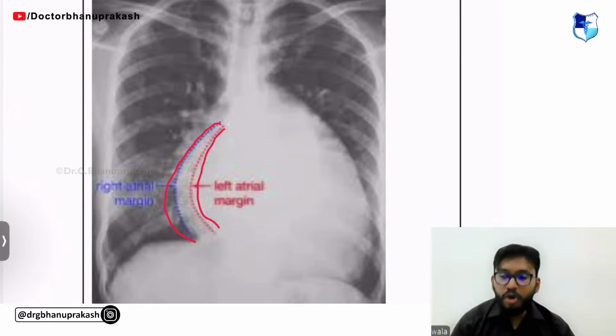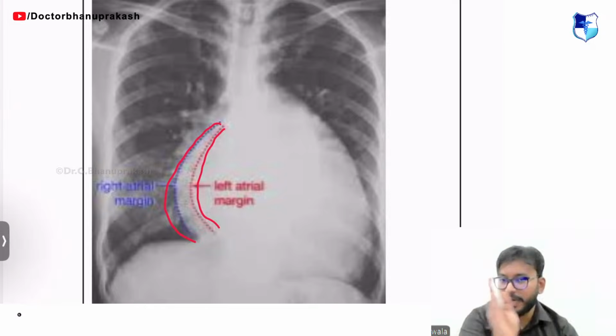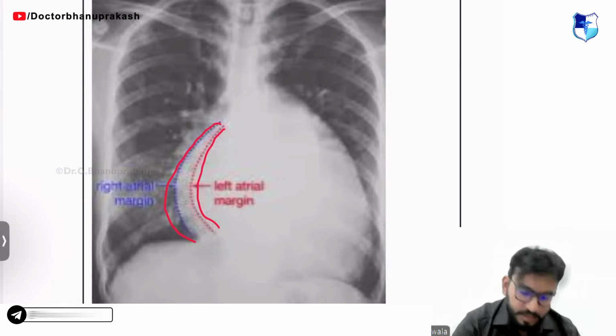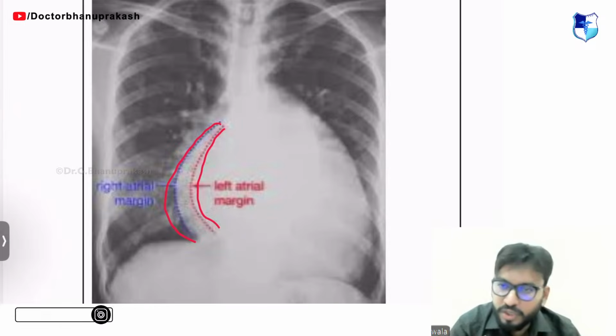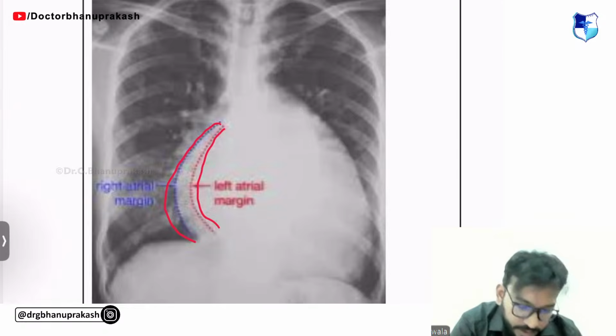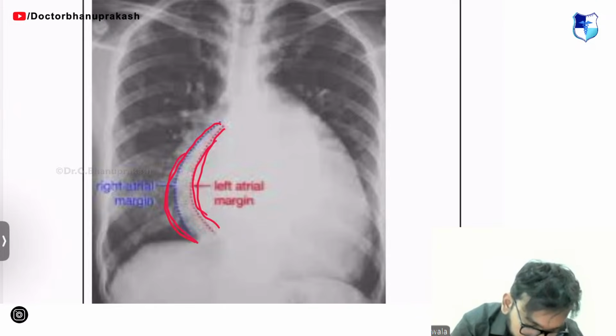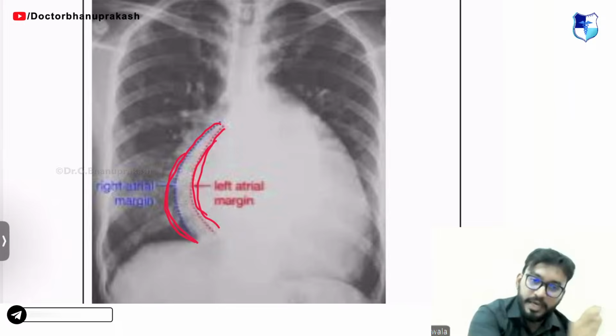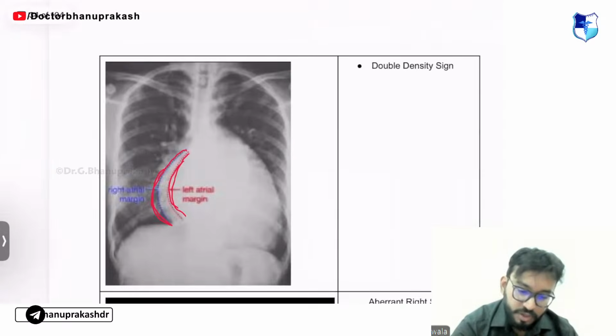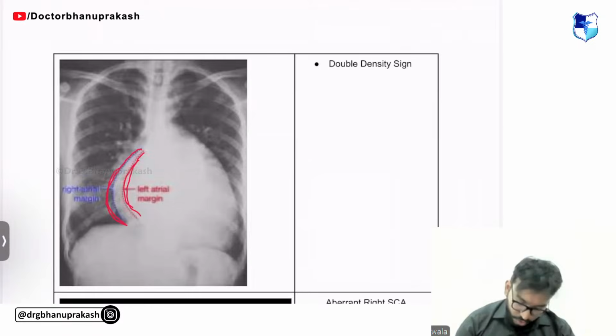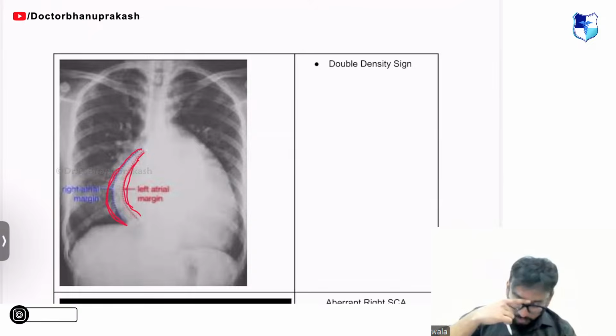Normally the right atrium can extend till here. Usually the right atrium can be seen, but here you see 2 shadows. The left atrium is enlarged and it is moved towards the right. This is known as our double density sign. You can see 2 shadows, guys. This is because of enlargement of which chamber?